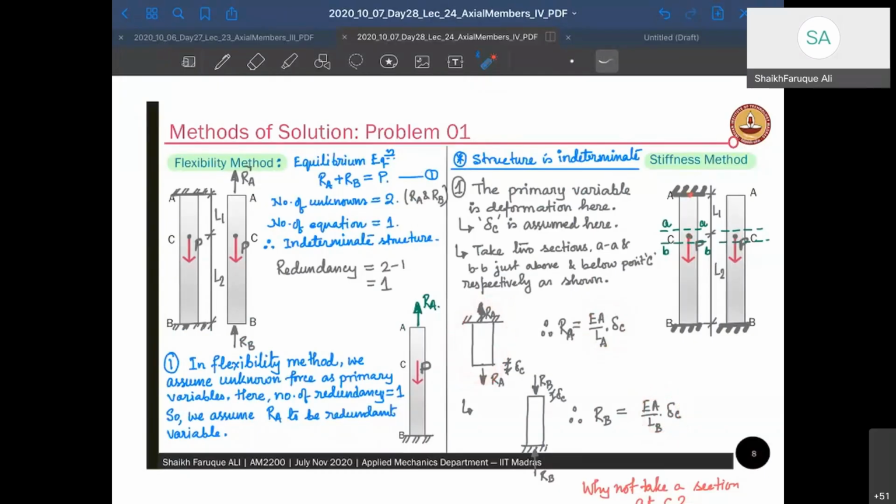So if you take a free body diagram only for the upper section, just above point C, the forces will be RA and RB. With this force in the section, the deformation is going to be RA LA by EA, which is going to be delta C, and therefore delta C is going to be this. Similarly, for this portion, we can write this. Okay.